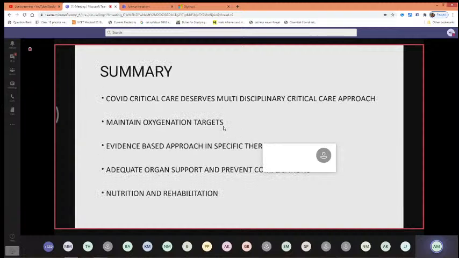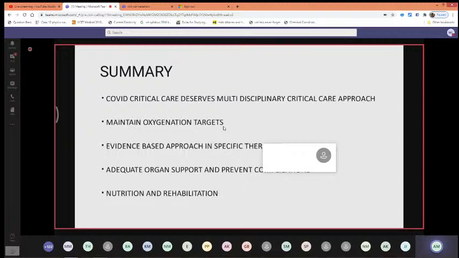So to summarize, critical care in COVID deserves a multidisciplinary approach. It's not only intubation, mechanical ventilation, and putting the patient on lines. You have to give multidisciplinary organ support. You have to involve most of the specialists and take care of the patient extensively in a multidisciplinary approach.